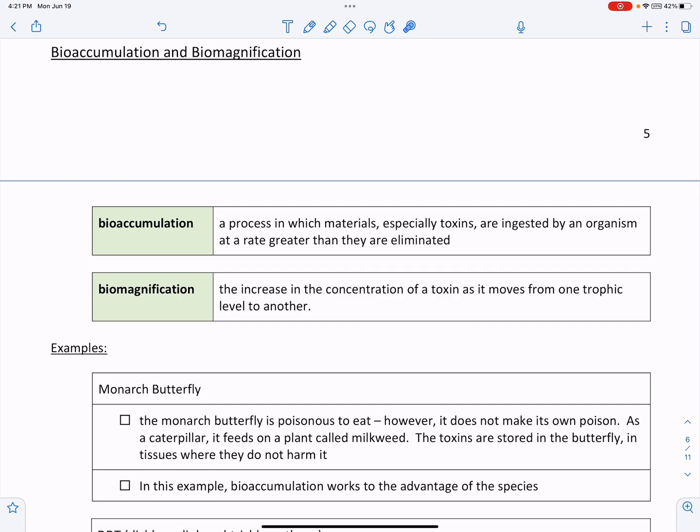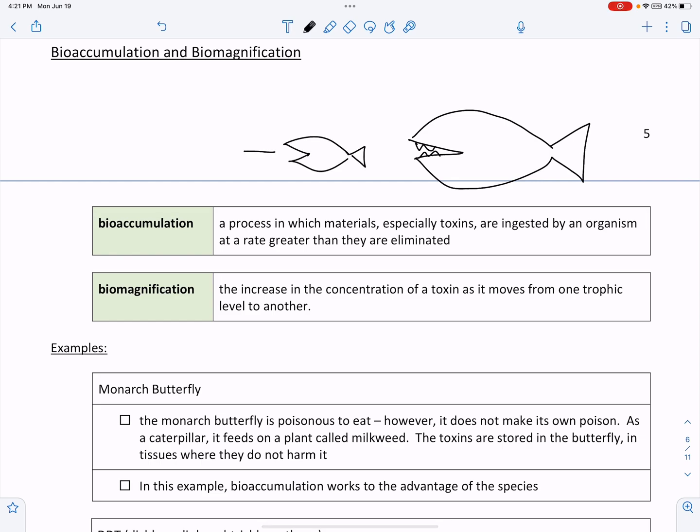For example, if you have large fish in an ecosystem, these large fish eat smaller fish. And these smaller fish eat plants.